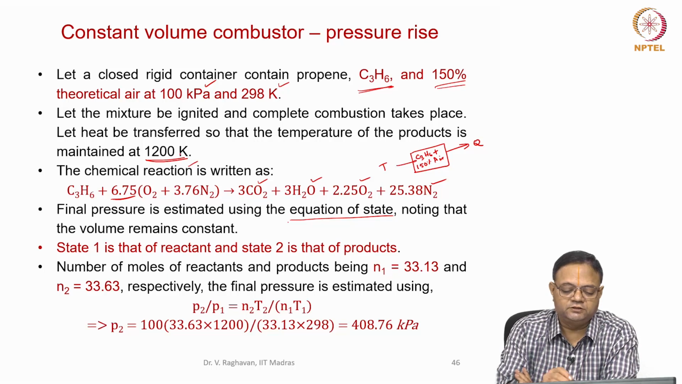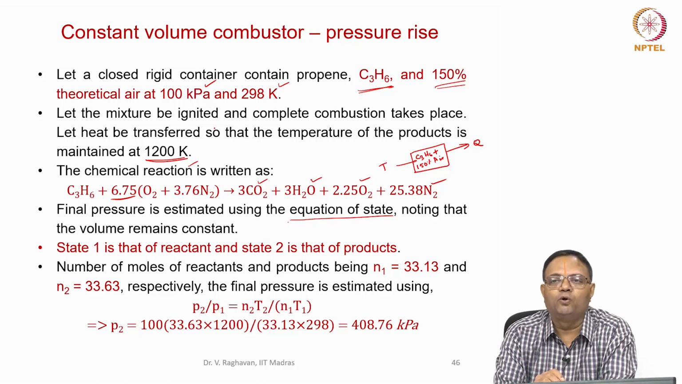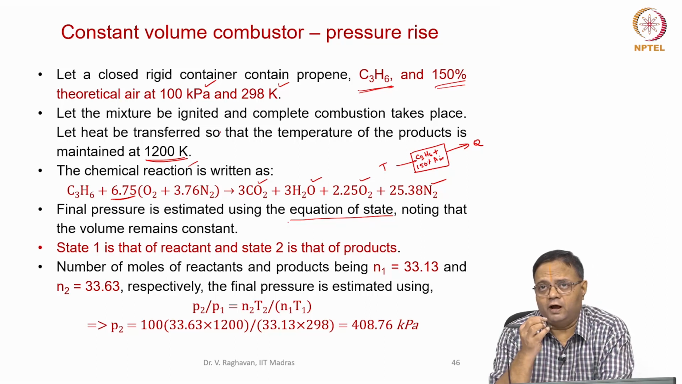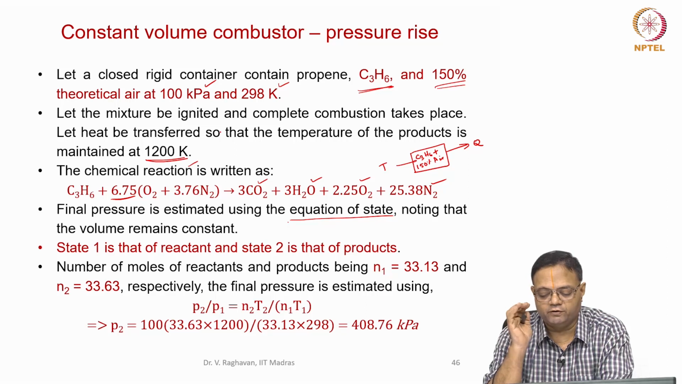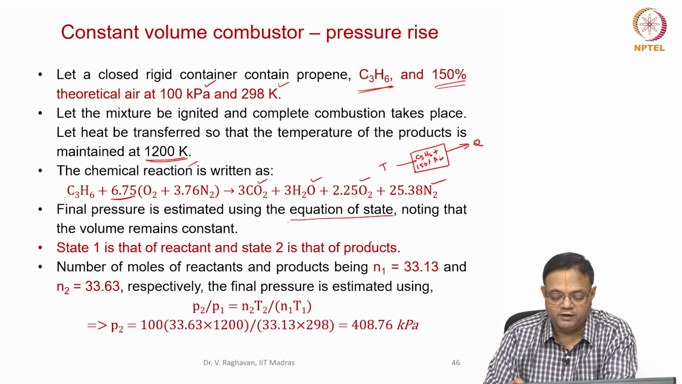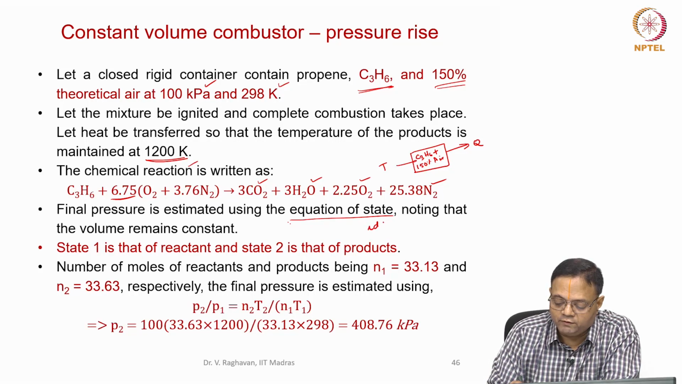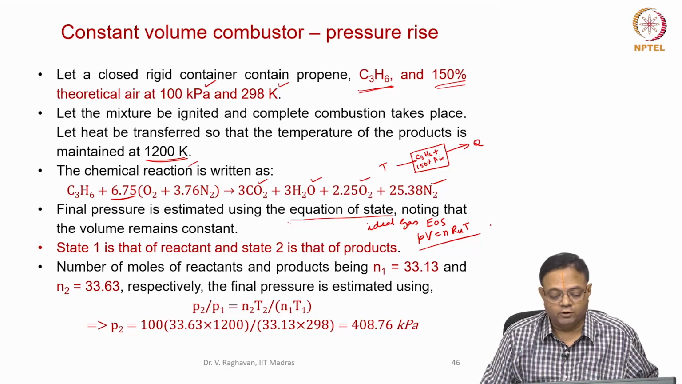Please understand that since the temperature is 1200, and even if you take the reactant side, the pressure is very low. With high pressures and low temperatures you have high density, and there we cannot invoke the ideal gas equation of state; we have to use real gas equations of state. But since the temperature is higher or the pressure is lower in the initial and final conditions, we can invoke the ideal gas equation of state, that is PV equal to N R_U T. So that is the advantage of combustion calculations.